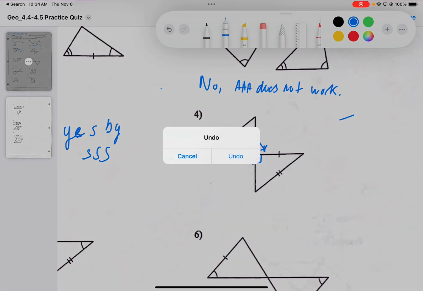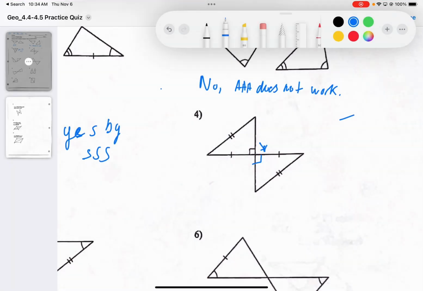Do I have a pair of legs congruent in the picture? Well, let me cancel that. Yeah, these guys down here, right? So then there's my hypotenuse here. I have a pair of legs congruent. Do I know it's a right triangle? Yes, because they gave me a right angle. The other one's a vertical angle. So I would say yes by HL.